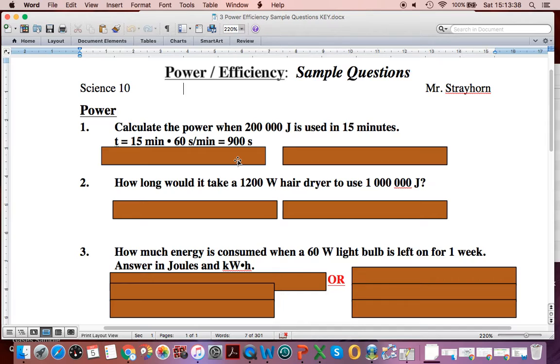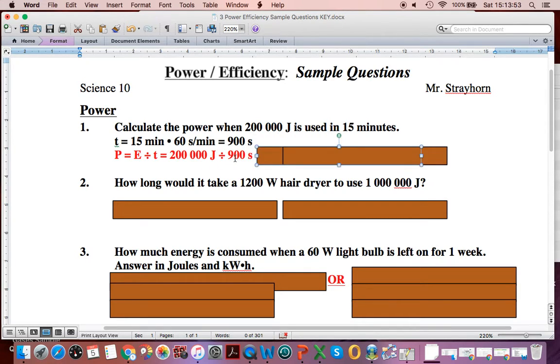But we need our time to be converted to seconds. So the first thing we've done for you is we said 15 minutes multiplied by 60 seconds every minute is 900 seconds. So we've chosen that formula. Now we plug in the numbers from the question. 200,000 divided by the 900.